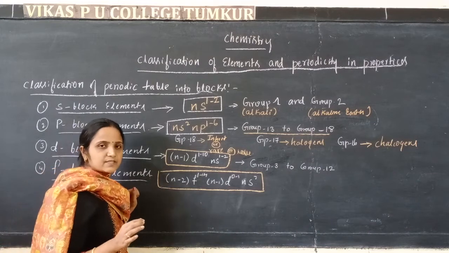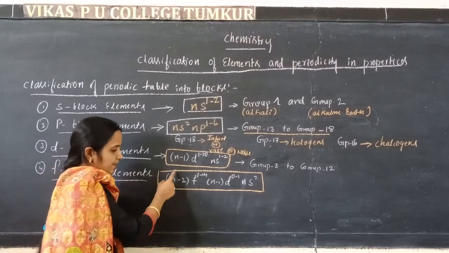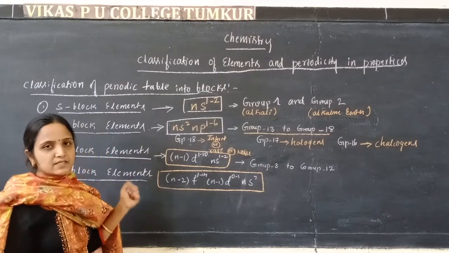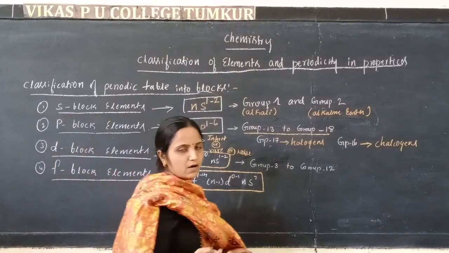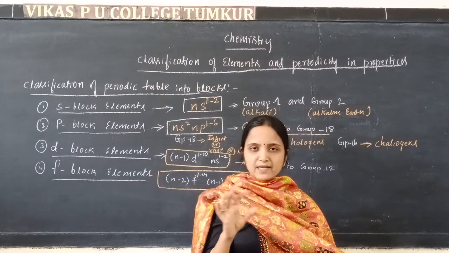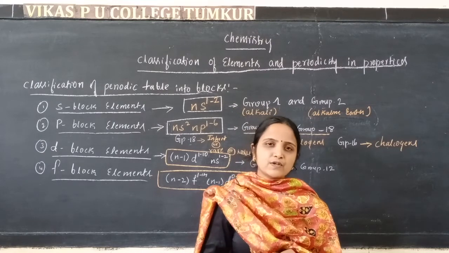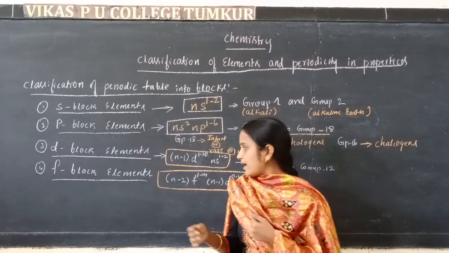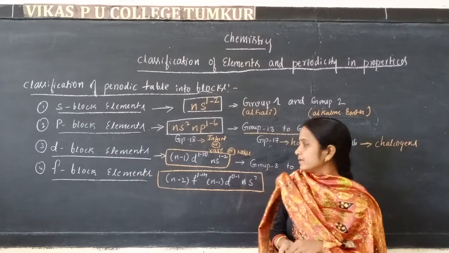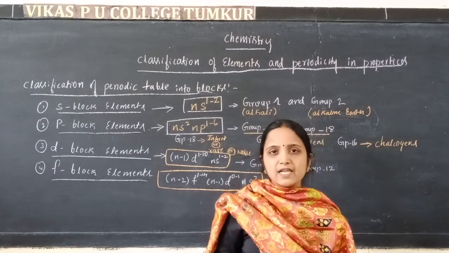The f block elements are the elements in which the differentiating electron enters the anti-penultimate shell, the f orbital. This includes atomic numbers 58 to 71, which we call lanthanoids, and atomic numbers 90 to 103, which we call actinoids. These two series belong to the f block elements, which are also called inner transition elements.